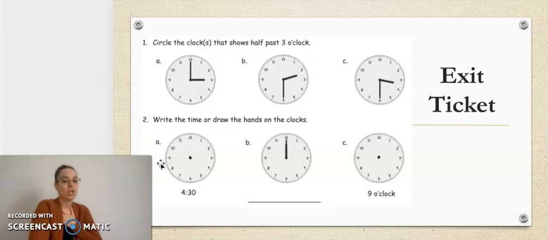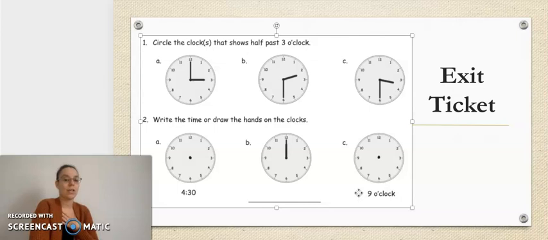For number 2, you need to draw clock A and draw the right time with the hands to show 4:30. For clock B, you don't need to draw the clock. You can just write what time it says. And then for clock C, draw the clock and the hands to show 9 o'clock.